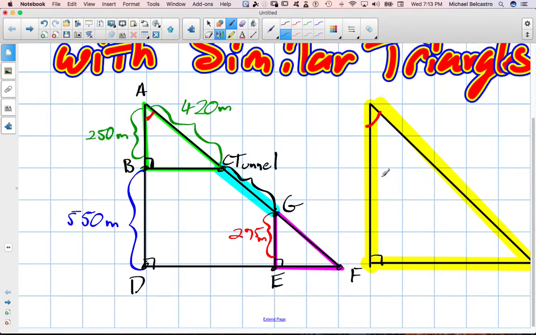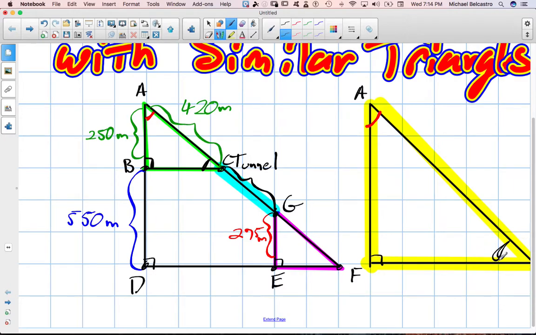So if two angles are the same within a triangle, this angle here and this 90 degree angle, we'll call this one A again. Angle A is the same in both the green and the greater yellow one, and they both have a 90 degree angle. That means that this angle here must also be the same.